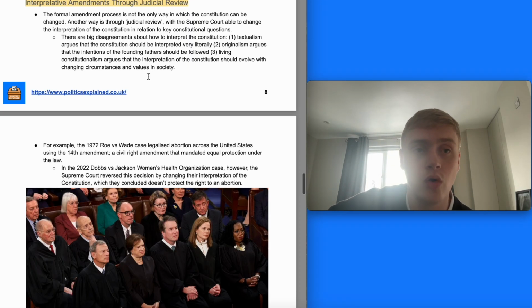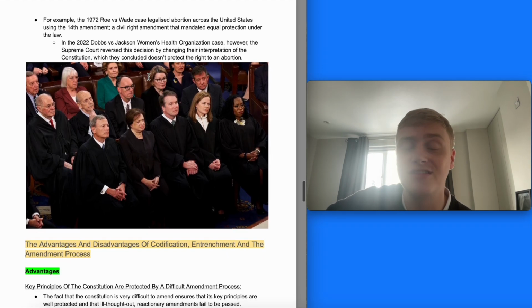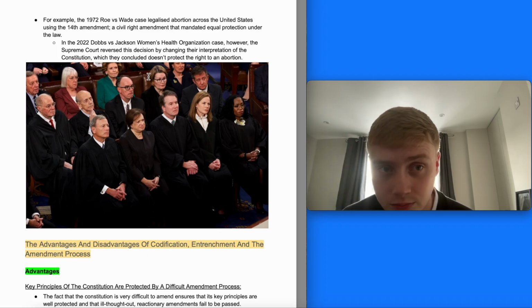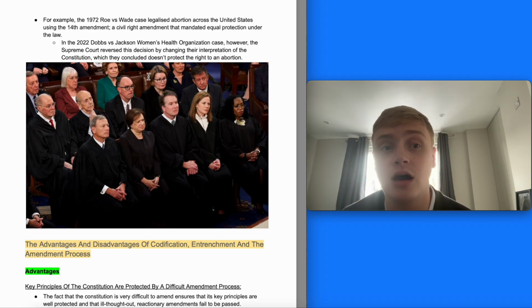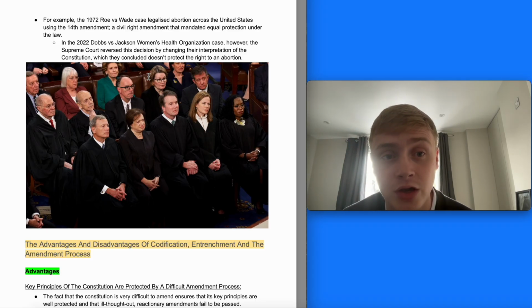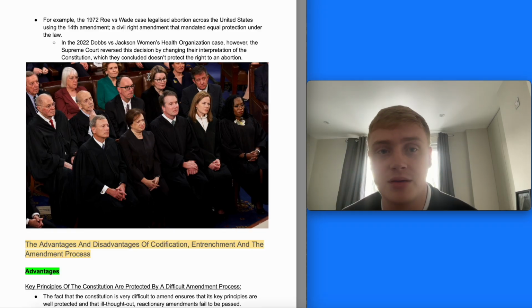A key example of interpretive amendments through judicial review is in relation to abortion. The 1972 Roe v. Wade case legalized abortion across the United States using the 14th Amendment, a civil rights amendment that mandated equal protection under the law. But in the 2022 Dobbs versus Jackson Women's Health Organization case, the Supreme Court reversed the decision by changing their interpretation of the Constitution, and the 14th Amendment in particular, which they concluded doesn't protect the right to an abortion.